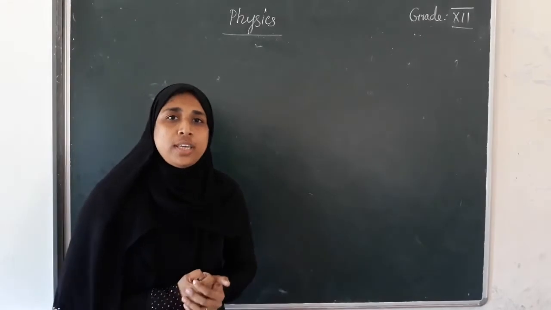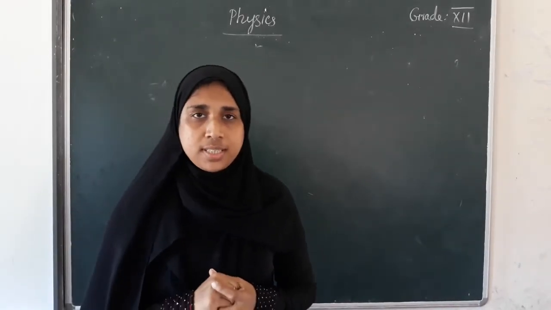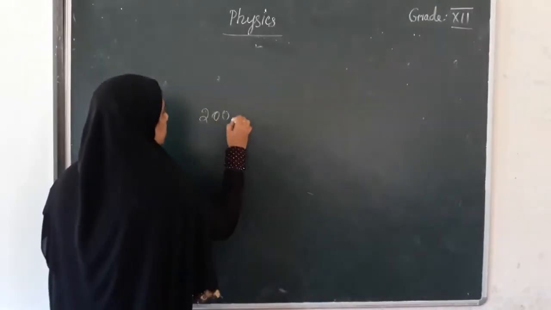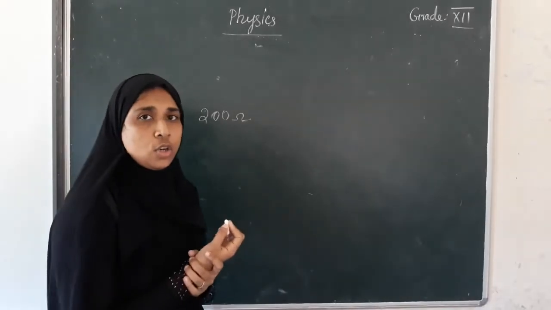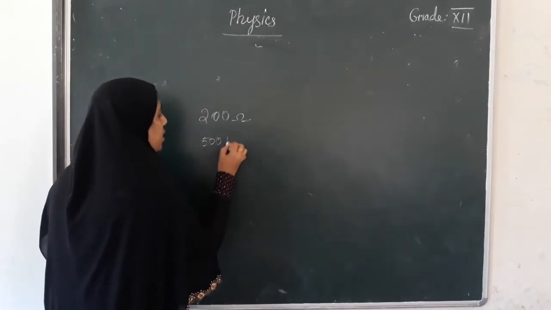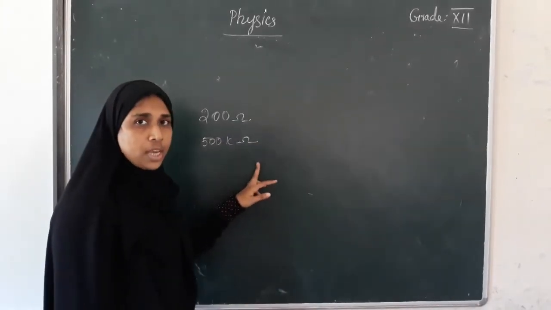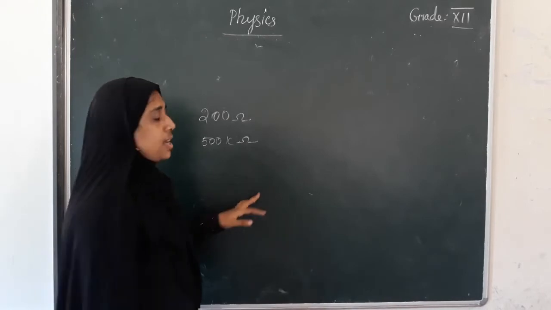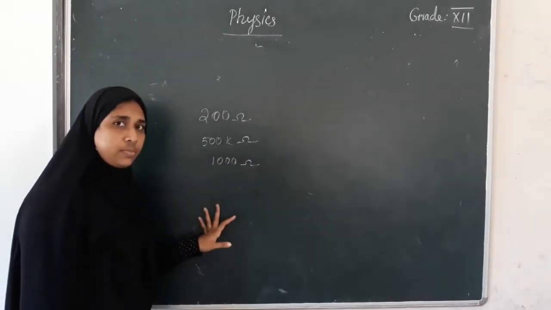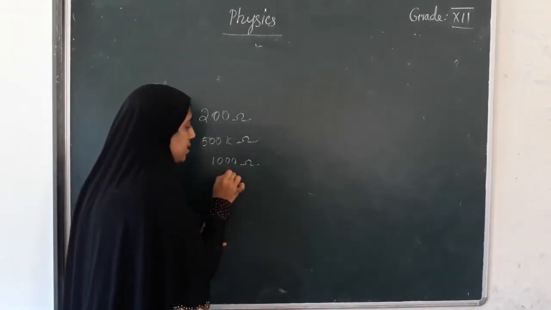Our human body has a large amount of water as well as some resistance, of the order of 200 ohm. Dry skin has a resistance of 500 kilo ohm, but wet skin has a resistance of 1000 ohm.